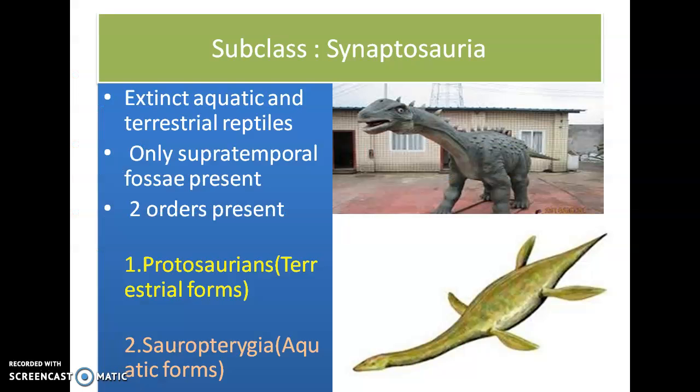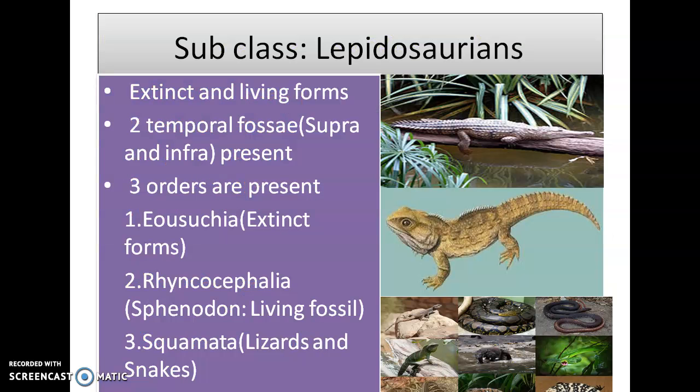Then subclass Synaptosauria. Synaptosauria includes extinct aquatic as well as terrestrial reptiles. Here also the skull has supratemporal fossae. Here you can see two different orders are present. They are the protosaurians, which are terrestrial forms, and the Sauropterygia, which are generally aquatic forms.